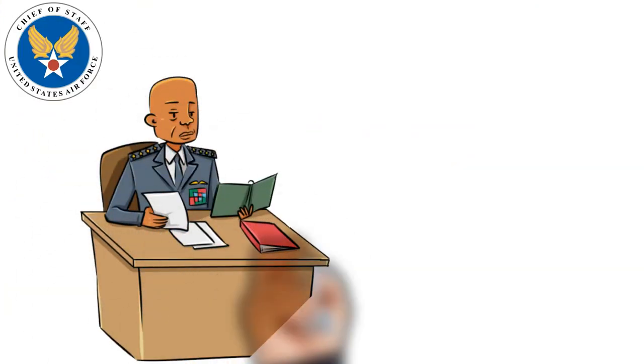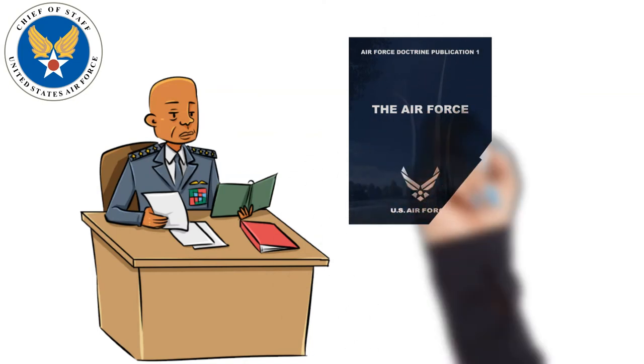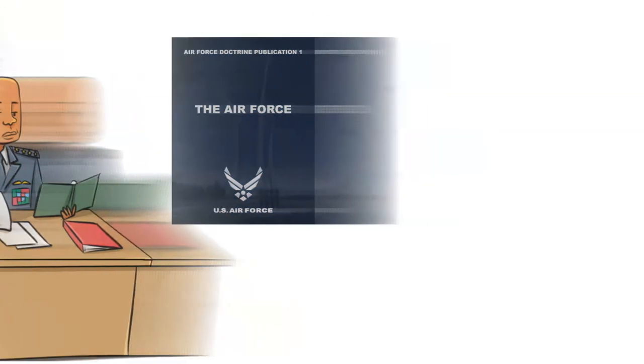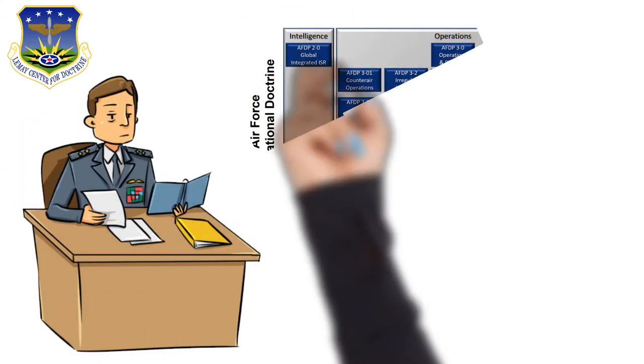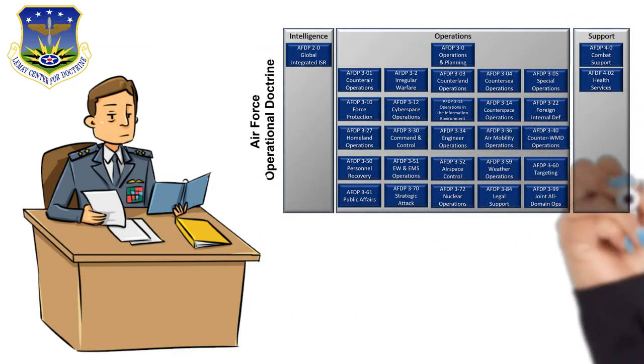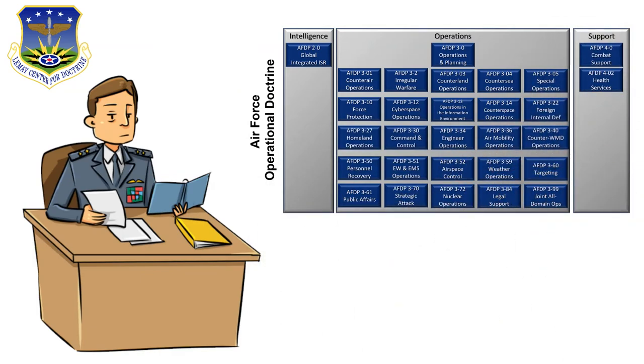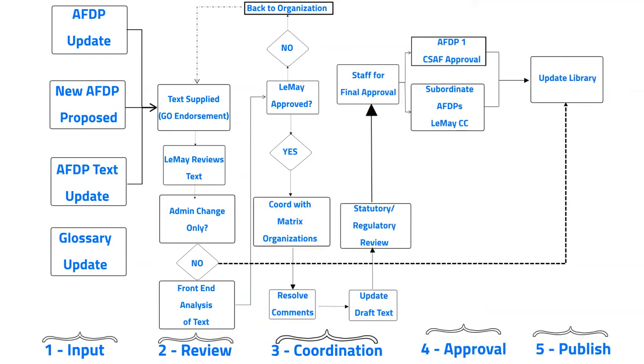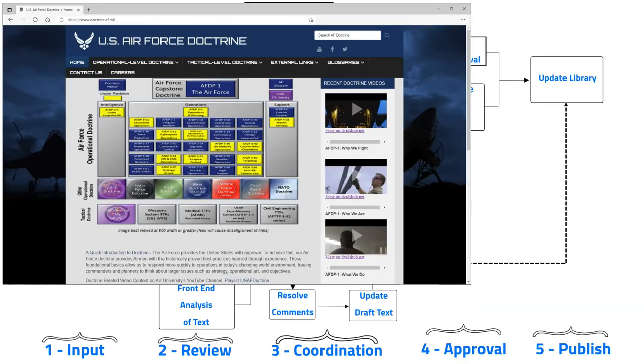Air Force Doctrine Publication 1, the Air Force, is approved by the Chief of Staff of the Air Force. The CSAF has delegated approval for all other operational doctrine publications to the LeMay Center Commander. Once approved, the final pub is placed on the U.S. Air Force Doctrine website.